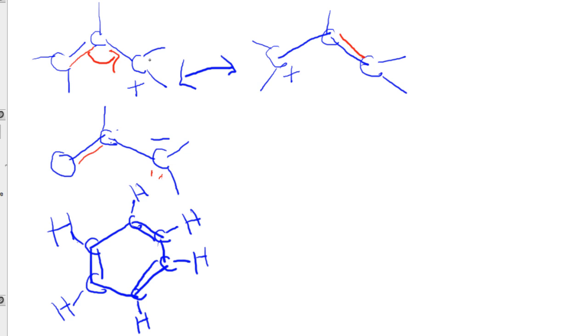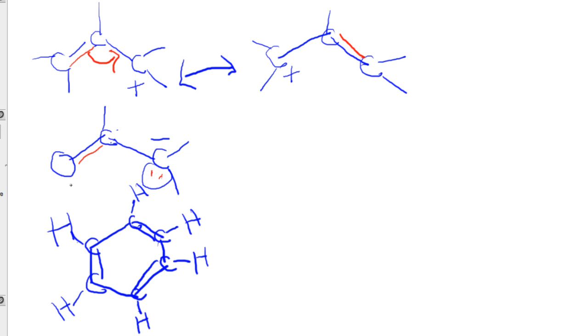This is the first of 3 kinds of resonance, which is called pi bond empty orbital resonance. You have a system where you have 1, 2, 3 carbons in a row. 2 of them are bound by a pi bond, and the third has a positive charge, or at least an empty orbital on it, like this carbocation.